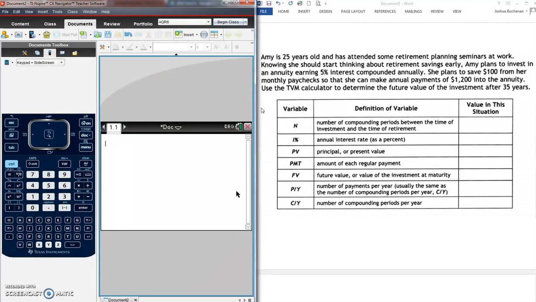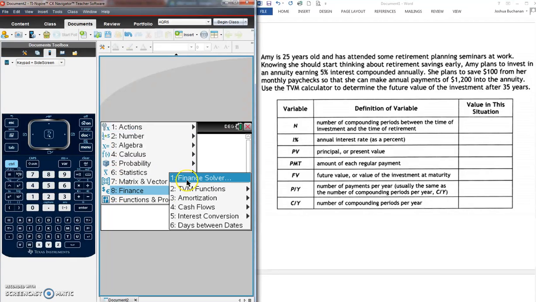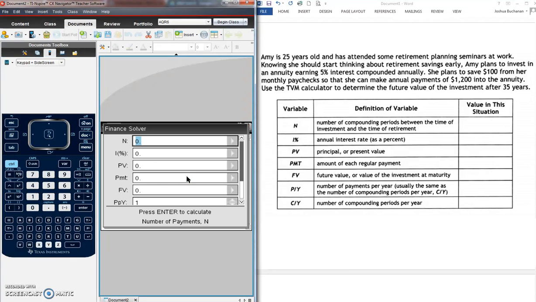Using the TVM calculator, let's determine the future value of the investment after 35 years. So let's open up our TVM Solver, Finance Solver in the calculator. And let's look at this investment account that she's dealing with. First, we see that the interest is 5%. So we can go ahead and change the interest to 5%.